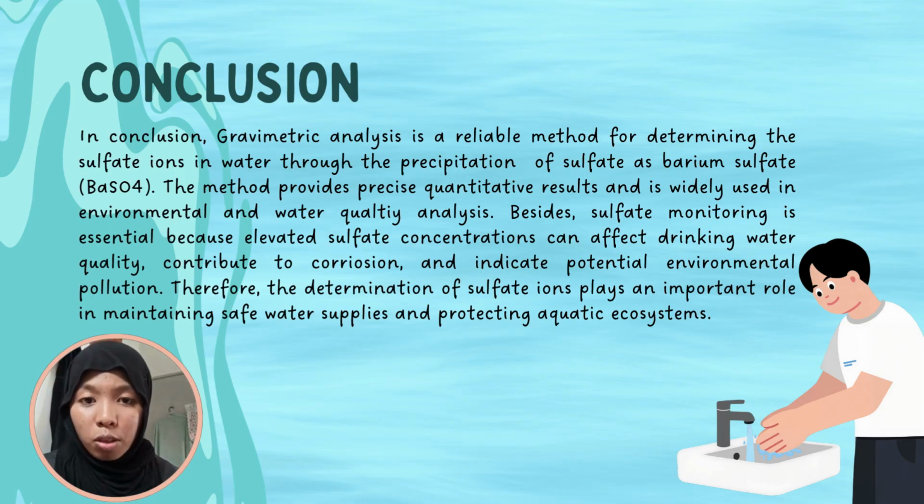In conclusion, gravimetric analysis is a relevant method for determining sulfate ions in water through the precipitation of barium sulfate. The method provides precise quantitative results and is widely used in environmental and water quality analysis. Besides, sulfate monitoring is essential because elevated sulfate concentrations can affect drinking water quality, contribute to corrosion, and indicate potential environmental pollution. Therefore, the determination of sulfate ions plays an important role in maintaining safe water supplies and protecting aquatic ecosystems.